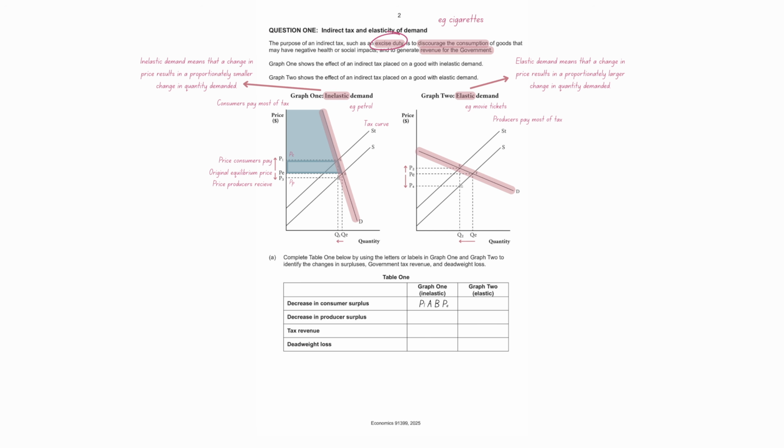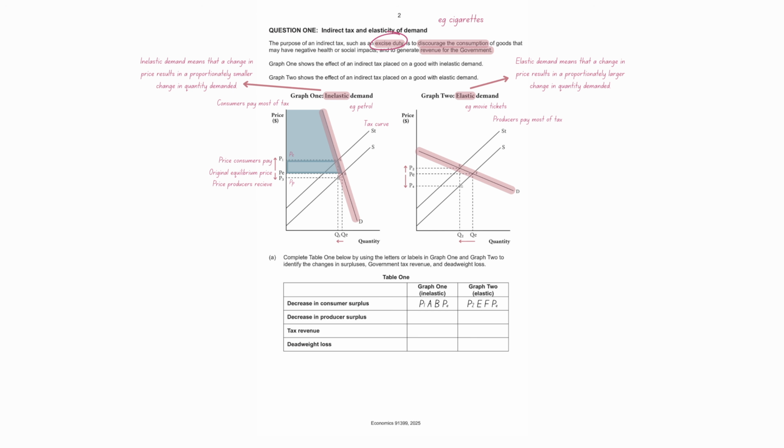For the elastic demand, it's going to be the same area, so on the graph it is P2, E, F, PE. In the exams, there are a few different ways that they might ask you about the graphs. Either they'll give you actual numbers or they'll give you letters like they have here. They can also either ask you about identifying the new surpluses or identifying the change of it.